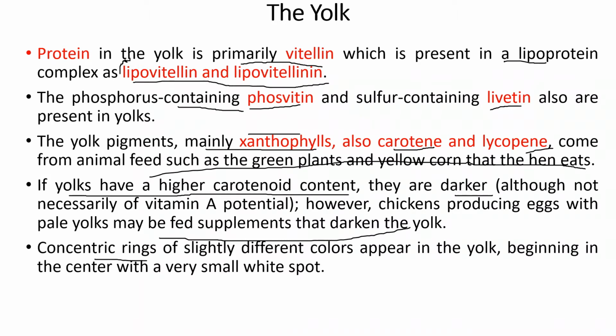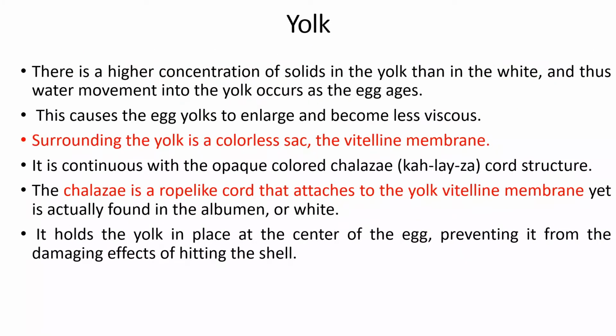Also, concentric rings of slightly different colors appear in the yolk, beginning in the center with a very small white spot. These may differ from egg to egg, but generally concentric circles may be found in the yolk. Moving on, there is a higher concentration of solids in the yolk than in the whites, and thus water movement into the yolk occurs as the hen ages. This causes the egg yolk to enlarge and become less viscous.